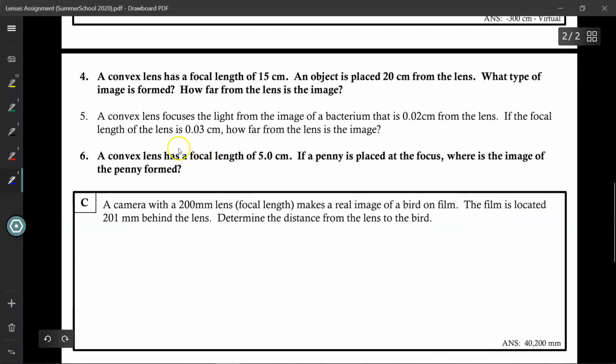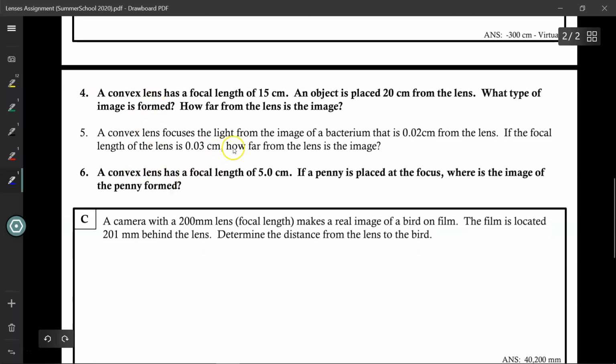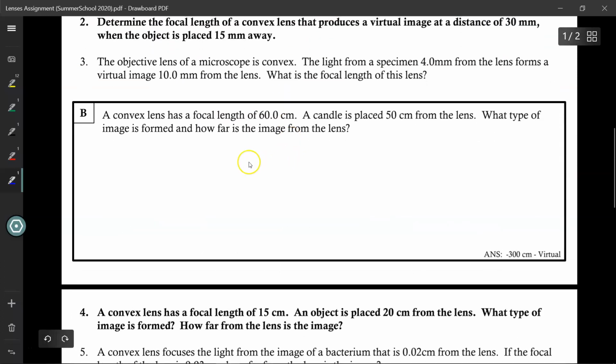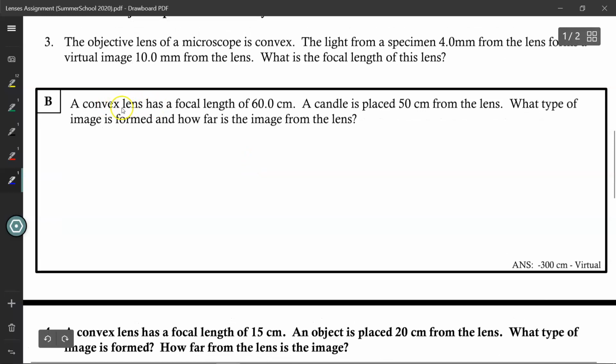Again, I've bolded the questions that you do need to submit to me. They are the even numbered ones. Let's go on to another example. A convex lens has a focal length of 60 centimeters.